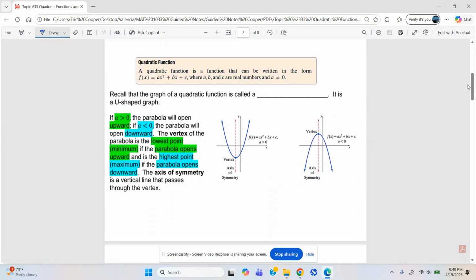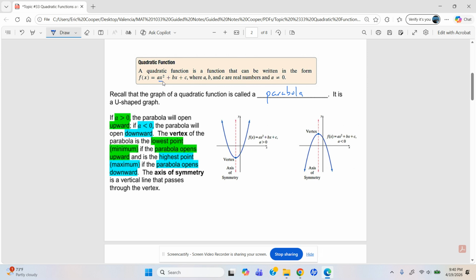Let's remember that a quadratic function is a function that can be written in the form of ax squared plus bx plus c, where a, b, and c are real numbers and a does not equal 0. A quadratic function is often called a parabola. That is the U-shaped graph that it makes. So if you've ever seen a U-shape in a graph, that is called a parabola, and it comes when the function has its highest degree of 2, making it a quadratic.